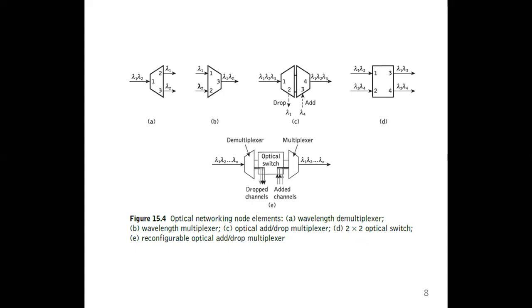And then finally, you have the 2x2 switch. You can see that we have lambda 1, lambda 2 as one input, lambda 3, lambda 4 as another input, and then those are switched in such a way that the output becomes lambda 1, lambda 3, lambda 2, lambda 4. So there is a crisscross on the output.